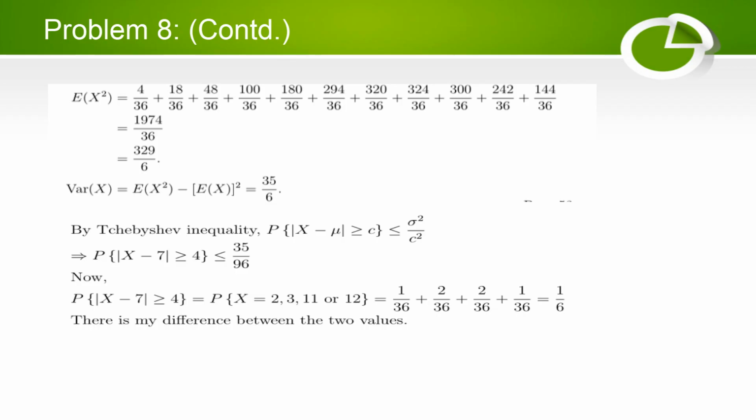By Tchebycheff's inequality, P(|X − μ| ≥ c) ≤ σ²/c², which implies that P(|X − 7| ≥ 4) ≤ 35/96. Now, P(|X − 7| ≥ 4) equals P(X = 2, 3, 11 or 12), equals 1/36 + 2/36 + 2/36 + 1/36, equals 1/6. There is a big difference between the two values.